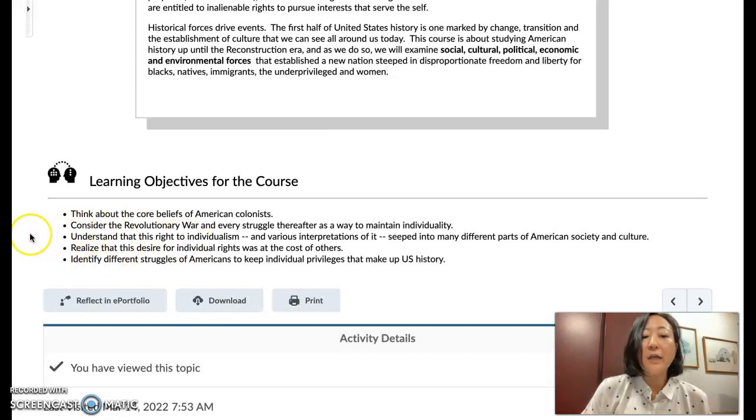Realize that this desire for individual rights was at the cost of other individuals, and identify different struggles of Americans to keep individual privileges that make up U.S. history.